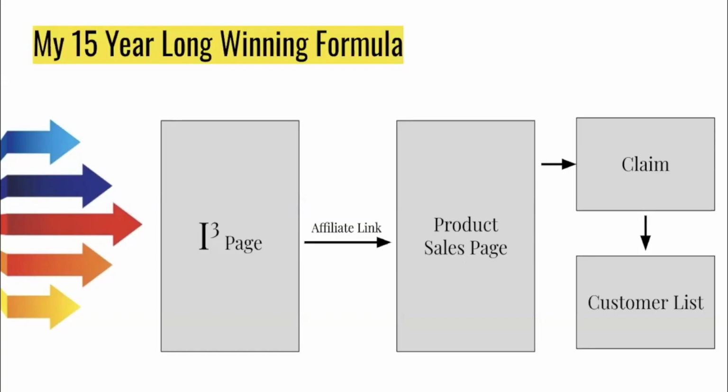Now, after they buy the product from there, they're going to learn from your I3 page, one of the I's is incentive, okay? And so after they buy, they're going to have to send you the receipt to claim the incentive. And that's how you build a customer list. That's the important thing.